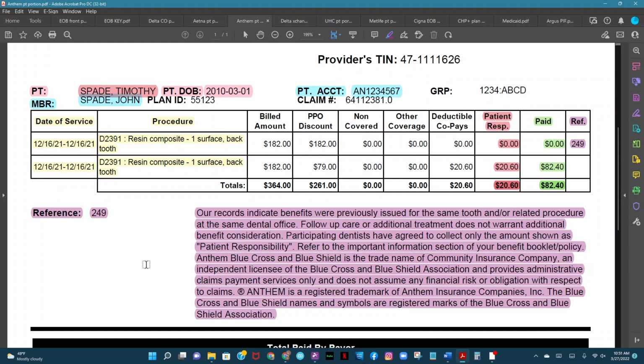Policy, Anthem Blue Cross Blue Shield is the trade name of community insurance company and independent license, so on and so forth. Okay, so essentially that is saying that they already paid for this or paid for something similar done to the tooth, and they're not going to pay for this, and we cannot charge the patient. So the fee for that specific code in EagleSoft for that tooth is going to be at 0.